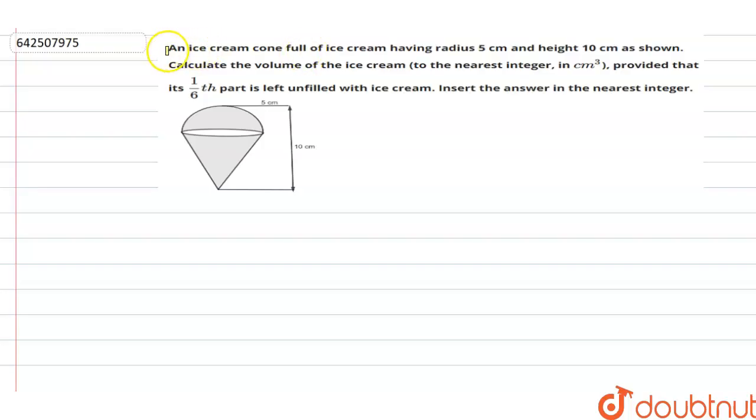Hello everyone. So our question is, an ice cream cone full of ice cream having radius 5 cm and height 10 cm, as shown in a figure. Now, calculate the volume of the ice cream to the nearest integer in centimeter cube, provided that its 1 by 6 part is left unfilled with ice cream.